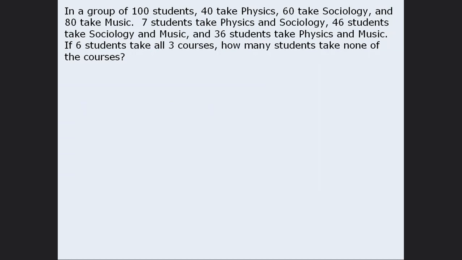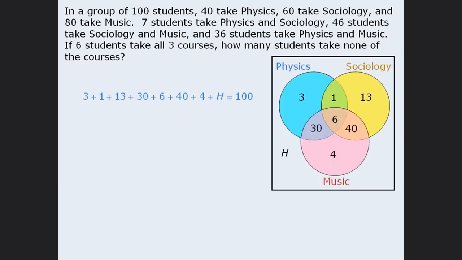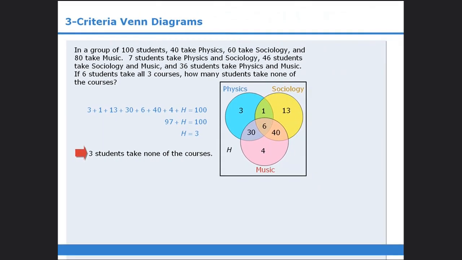So we can use this to see that the sum of all 8 regions here must be 100. When we solve this equation for H, we get H equals 3. So there must be 3 students who do not take any of the 3 courses.